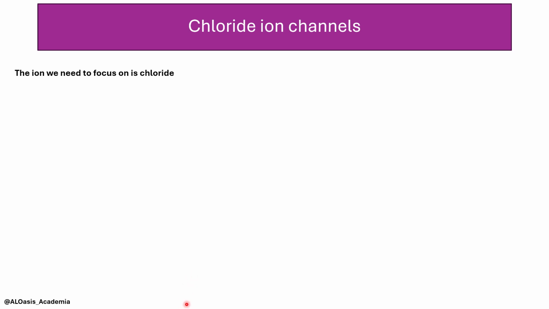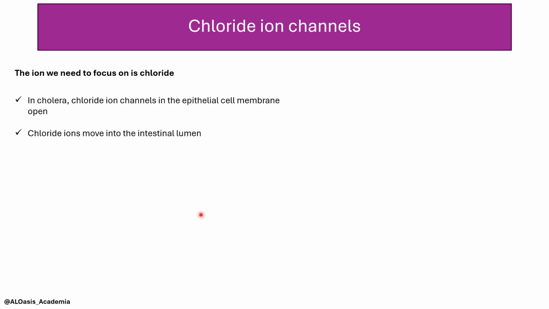Great. So now that we understand why ions cannot move freely across the membrane and that we need channel proteins, we will focus on a specific ion channel protein. It's called chloride ion channels. The reason we need to focus on chloride ion movement is because that's what is related to cholera, and that's what the cholera toxin does. Cholera toxin will make the chloride ion channels open more than they usually do. This would result eventually in the movement of chloride ions into the lumen.